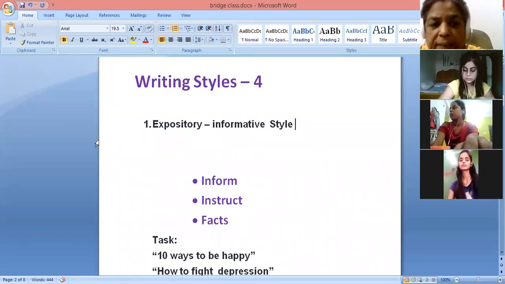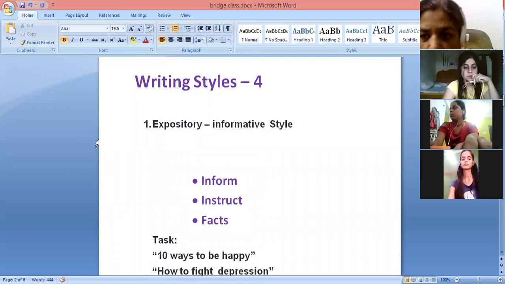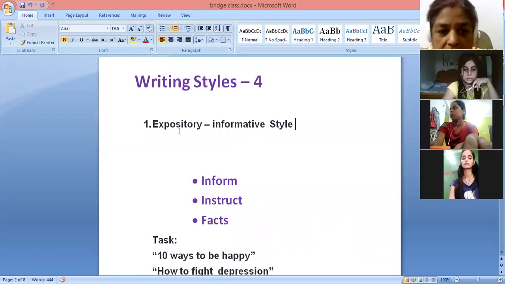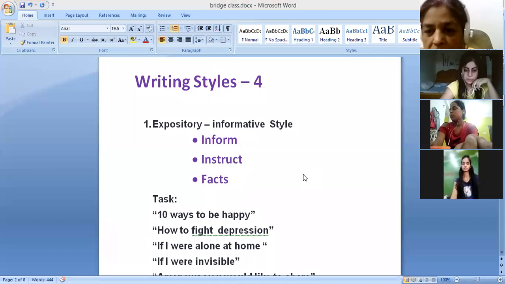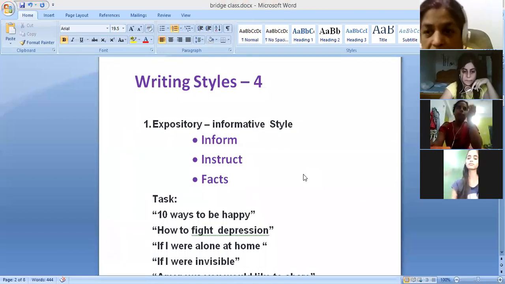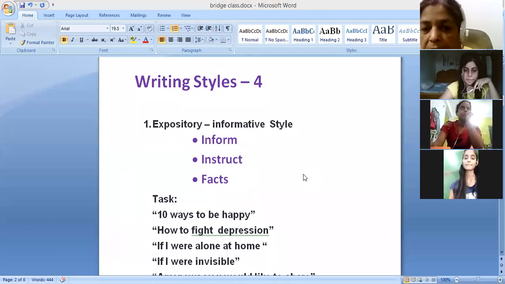Akriti, what do you mean to expose? You want to expose something, a secret, you want to bring to light, you want to inform, from which the word has been taken. Something you want to inform, something you want to make others know, right? Expository is also called the informative style, and this is the first style of writing. So we are taking one at a time for complete understanding.